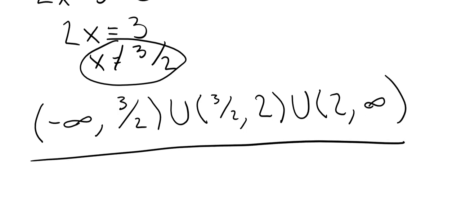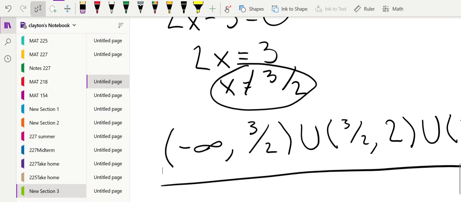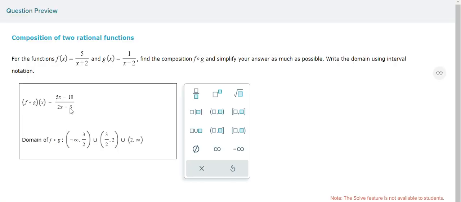So here's our domain. I'm going to pull over the solution in a second so you can see it in case you want to see both in the same slide. But we have to pay attention for composition to domain issues that occur along the way. Okay, so here was the final solution. Here's our composition. And again, here is our domain of f of g.